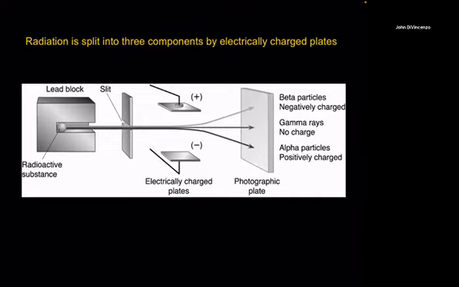So radiation is split into three components by electrically charged particles. This figure is straight from a Gen Chem type figure. Original experiments were done with these lead blocks with a radioactive substance. And then beta particles are negatively charged. We can designate a beta particle with the beta symbol and a negative, or an electron, 0, -1, like that. It is the same as an electron.